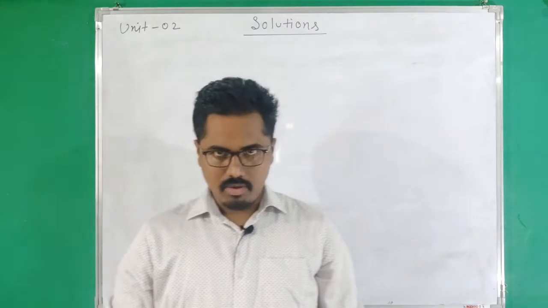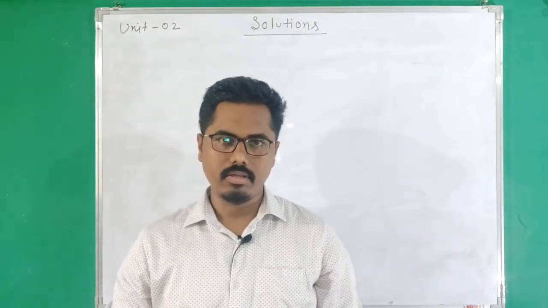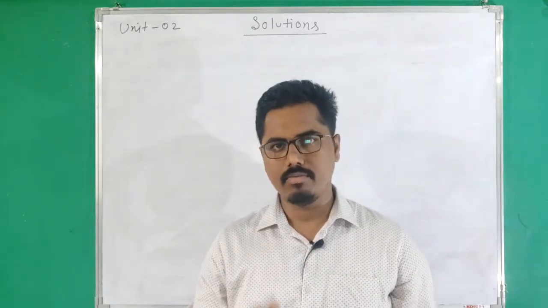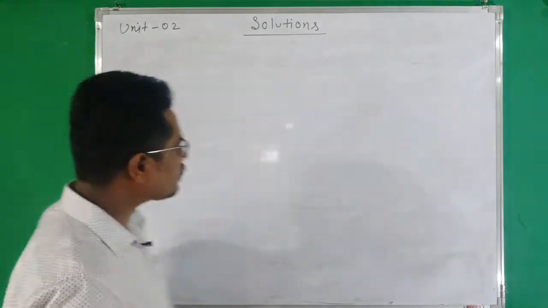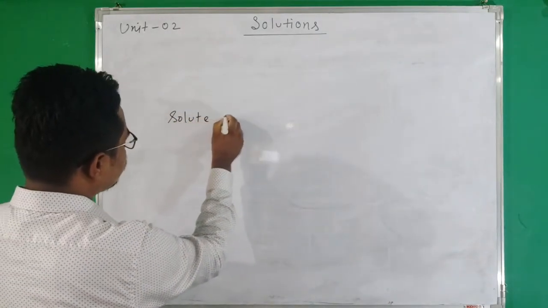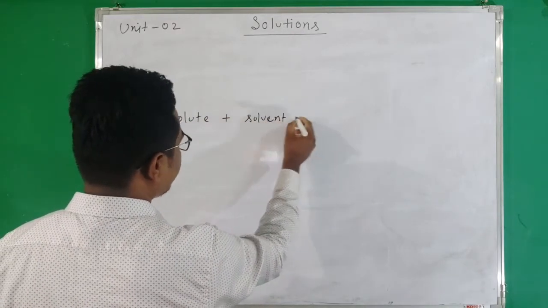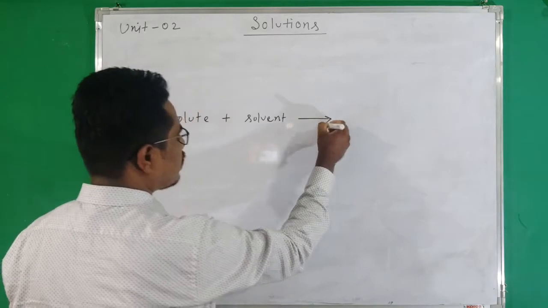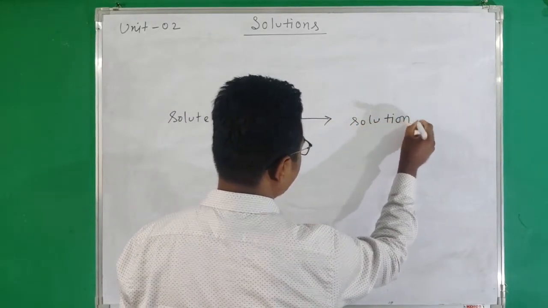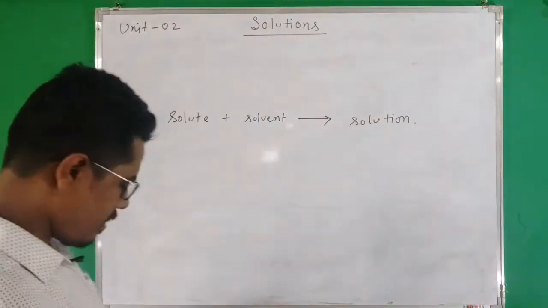Okay, we all know a solution is a homogeneous mixture of minimum two components. One component is called solute and the another component is called solvent. So that means when solute and solvent are mixed, then we will get solution, which is a homogeneous mixture.